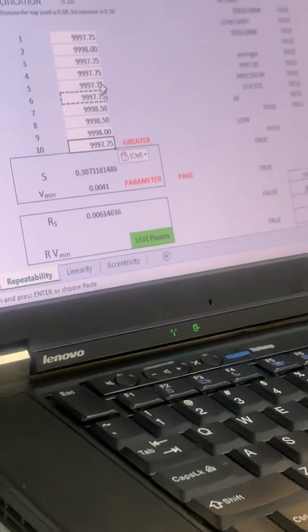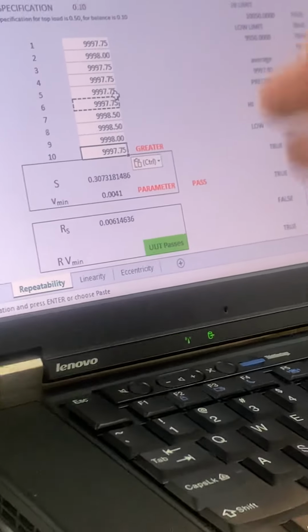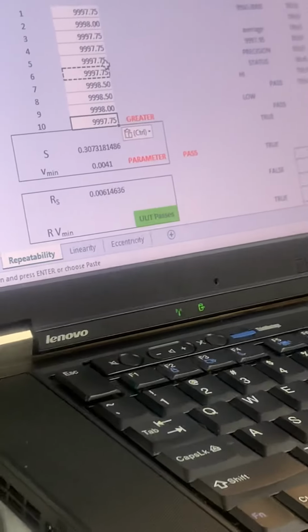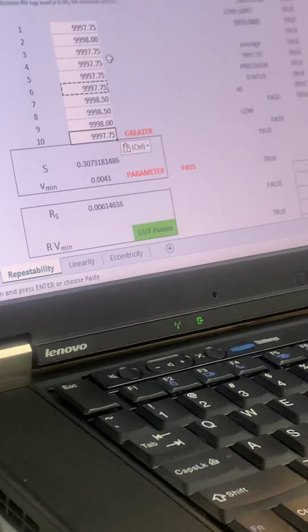Because you're determining. It's not like a pass-fail. You're just determining what it is, right? So you're not comparing it against really anything, right? Okay. So that's it, man.